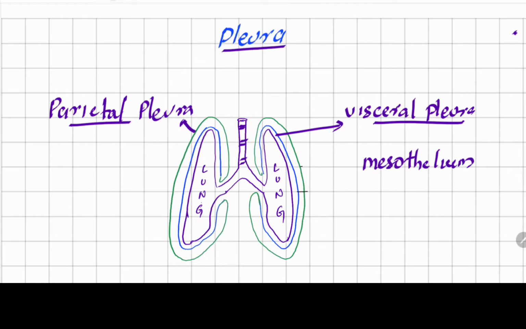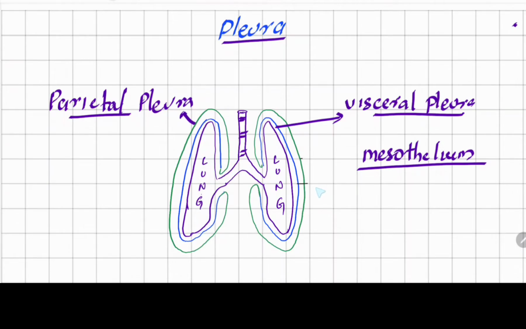Just like the peritoneum, the pleura is also formed by the mesothelium. It's a double layered serous membrane. It has got two layers: a parietal layer and a visceral layer. The visceral layer means the layer of pleura which is closely investing the lungs, or the inner layer, that is known as the visceral pleura. And the one which lines outside this visceral pleura is the parietal pleura.